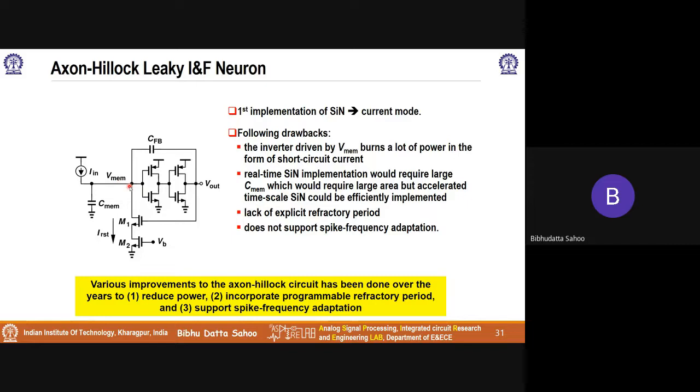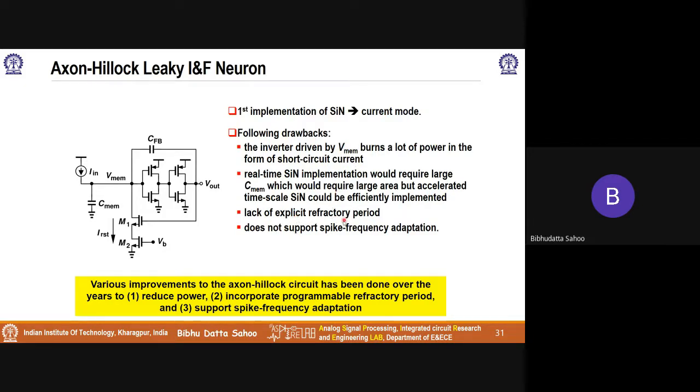Following are the drawbacks. This first stage inverter is driven by the membrane potential, and when this is rising, it will draw a lot of short circuit current. If I want to implement this in real time, in milliseconds, I need a huge capacitor, which will be very area hungry. So in a single chip, I cannot implement hundreds of neurons. But an accelerated time scale could be efficiently implemented, though there will be power consumption here.